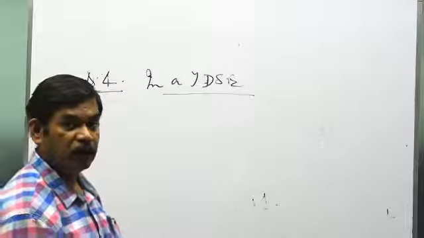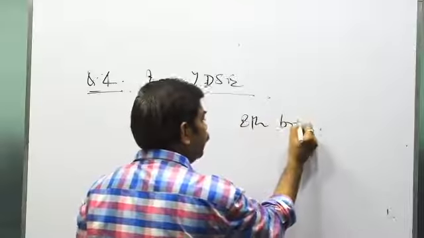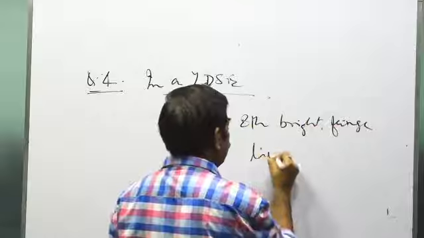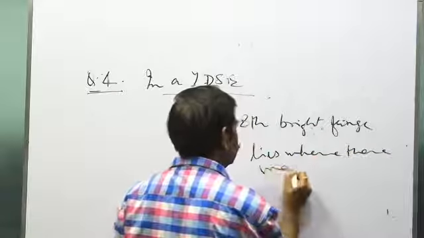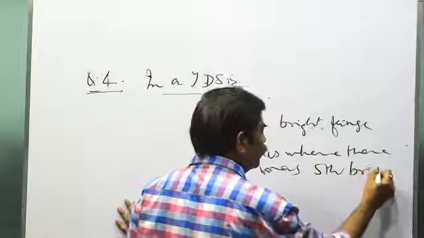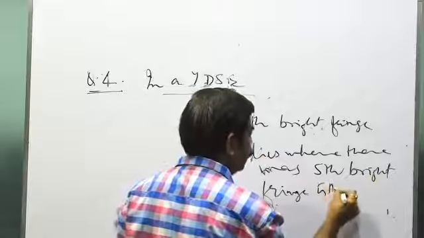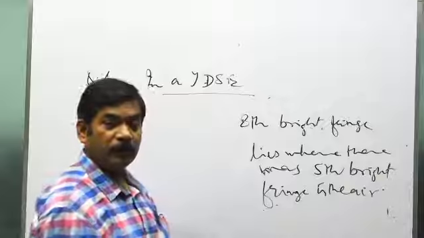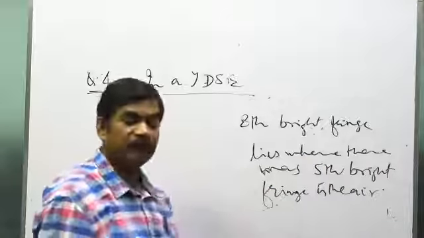I repeat that. What do they say? The 8th bright fringe lies where there was the fifth bright fringe in the air. That means when the medium was air, in the place where the fifth bright fringe was, at that place the eighth bright fringe lies now.